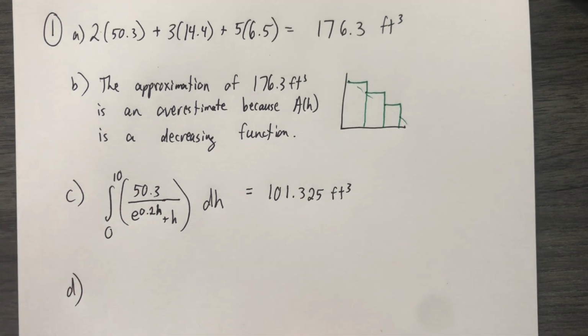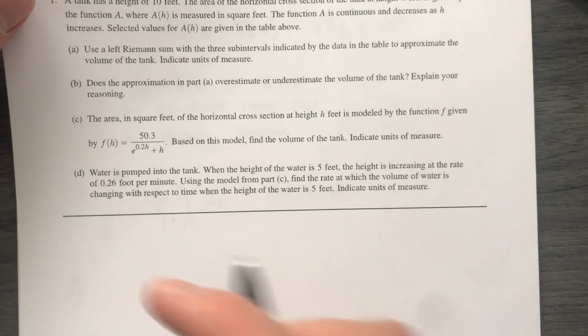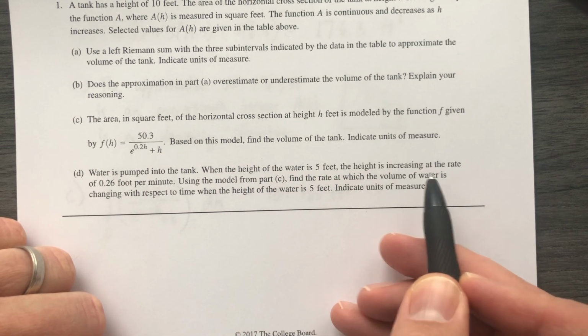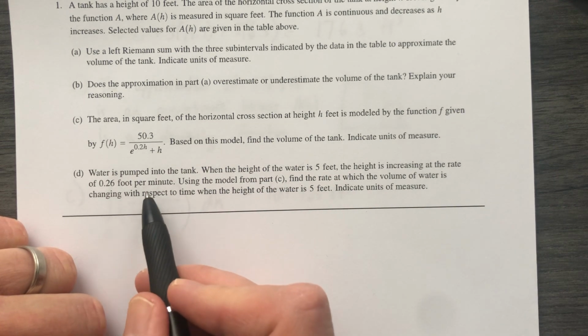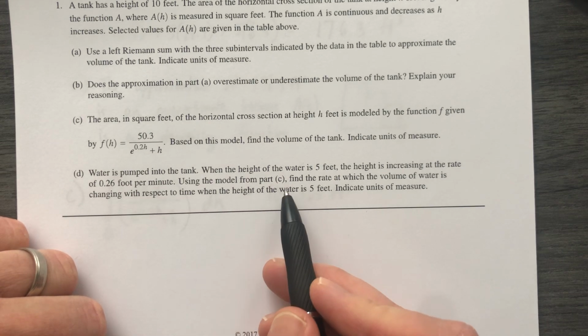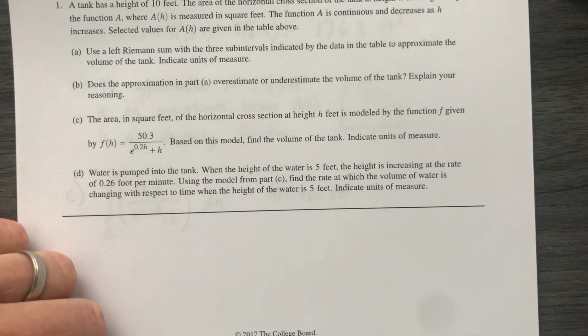All right, here we go. Part D. This is where things get fun. I mean, just in case you weren't having fun already. Water is pumped into the tank. Okay. When the height of the water is 5 feet, the height is increasing at the rate of 0.26 cubic foot per minute, sorry. Use the model from part C, find the rate at which the volume, I'm going to stop right there.